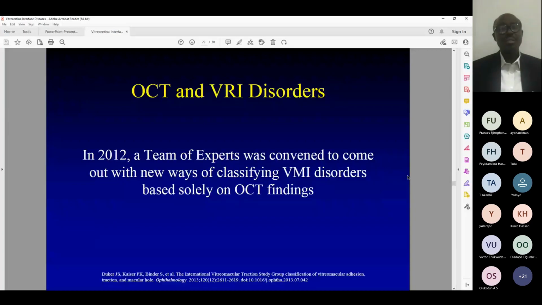So in 2012, a team of experts was convened to come up with new ways of classifying the VMI disorders. This is because the OCT changed our understanding completely. We moved from the GASS system. We needed to standardize and find new classifications and new definitions for all these disorders that we knew in the past on the posterior pole. So these were solely to be based on OCT findings. Next slide.